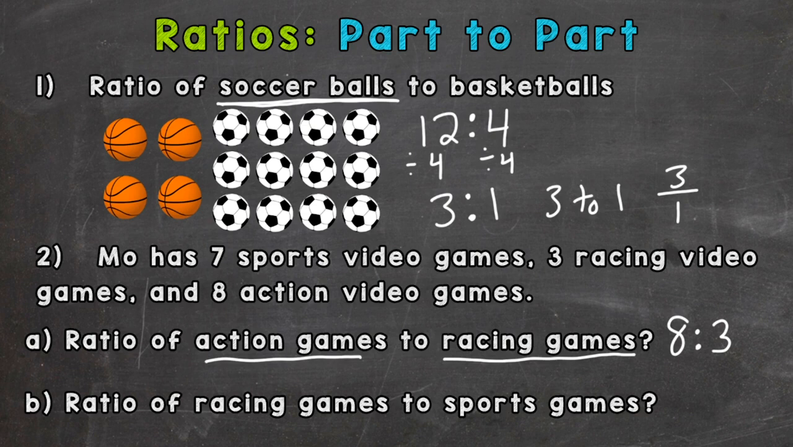So for part B, racing games comes first, and the second number is going to be the sports games. So racing games, we have 3, and how many sports games? 7. So 3 to 7. So for every 3 racing games, there are 7 sports games. That one is in simplest form already as well, so we keep it 3 to 7.